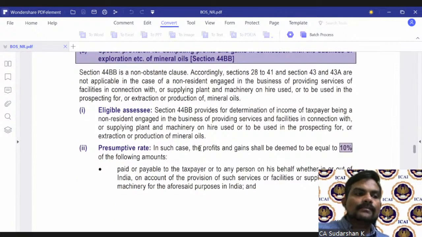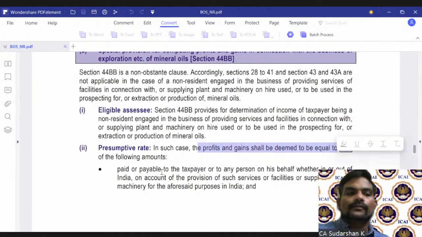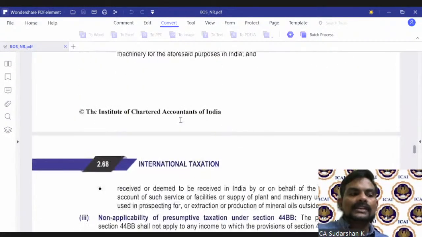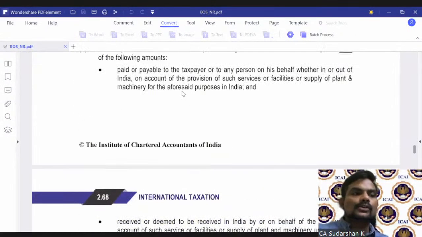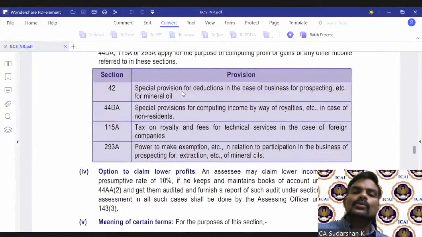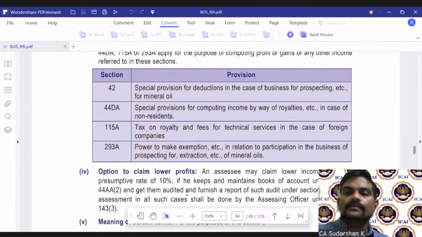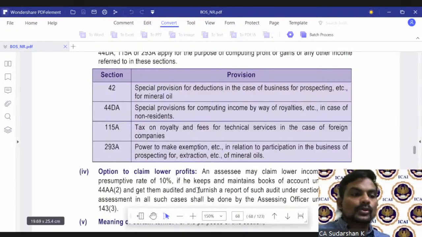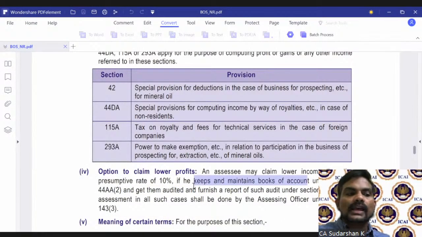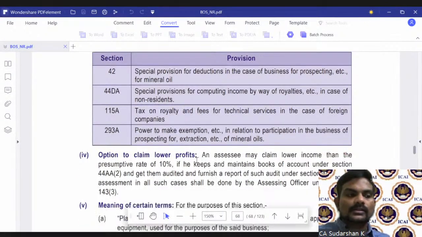So what is the presumptive rate? The profits and gains shall be deemed to be equal to 10% of the following amount. So they're saying you pay tax on 10% of your gross receipts. Now, one other unique feature of 44BB is, if you believe your margins are less than 10%, just like you have in your other domestic presumptive income, if you maintain books of accounts and you're able to claim a lower income than the presumptive rate of 10%, you can do that as well. So 44BB gives you a benefit to claim lower profits.